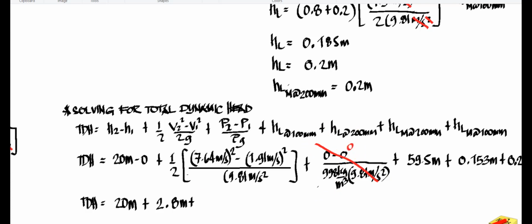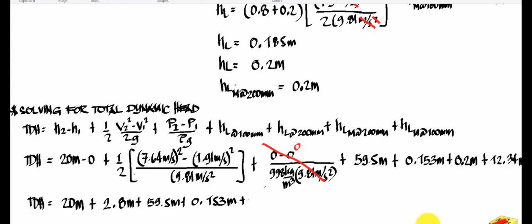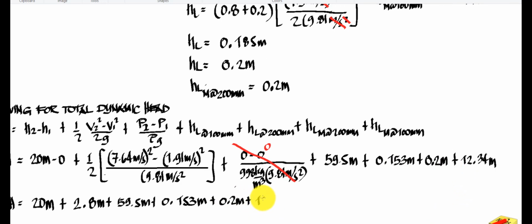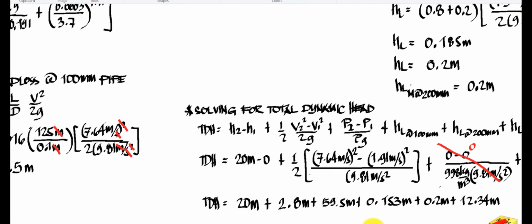So we add 59.5 meters plus 0.153 meter plus 0.2 meter plus 12.34.